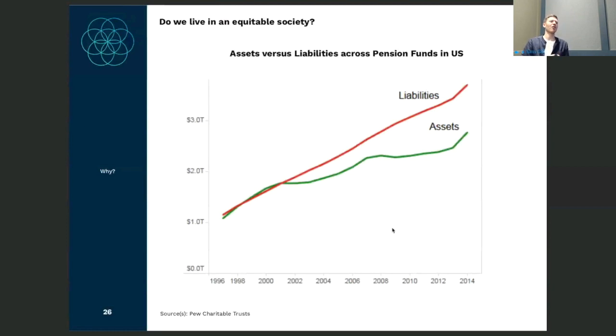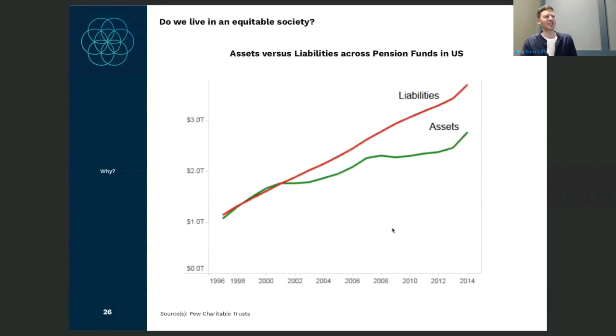Now there's also an issue of equity between the old and the young, and this is perhaps borne out most in the area of pensions. So this is a chart from the US, which is really showing how the liabilities for pensions, and pension funds in particular, is outstripping the assets that they hold. Now, although this is just from the US, it's very similar in most of the Western world.